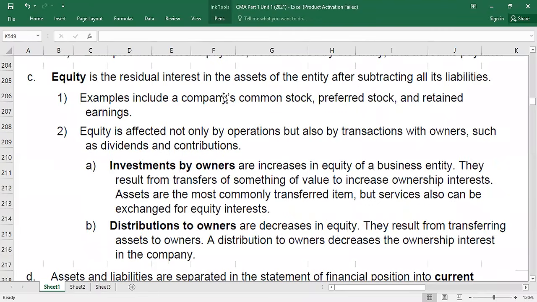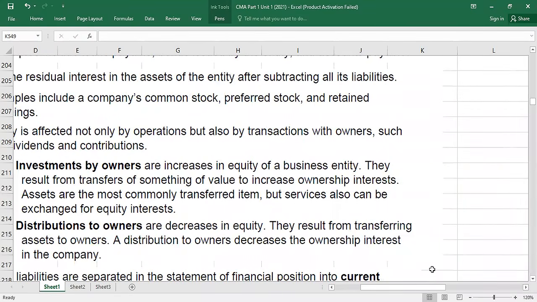Now let me tell you examples of current assets. What are the examples of current assets? Normally, receivables, inventory, prepayments, cash. These are your current assets. What are non-current assets? Land, building, furniture, fixtures, equipment, plant and machinery, tools, normally.